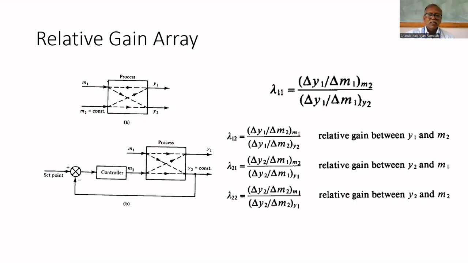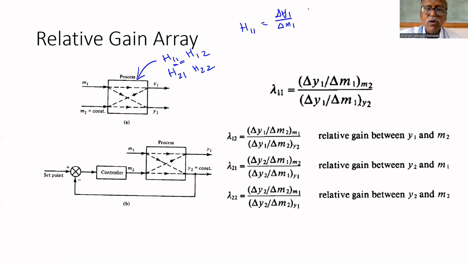For that, this is the process. How many transfer functions are here? H11, H12, H21, H22. The first letter indicates the output. Second letter indicates the input. Already I told you. So H11 means it is change in Y1 for change in M1, provided M2 is constant. Provided, because M2 will affect Y1.